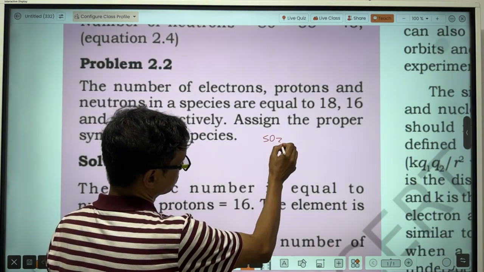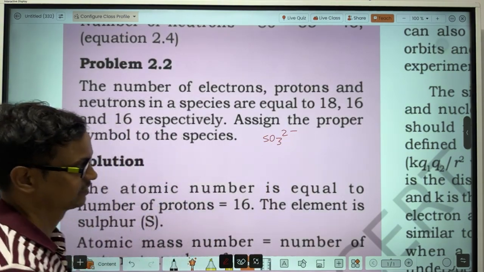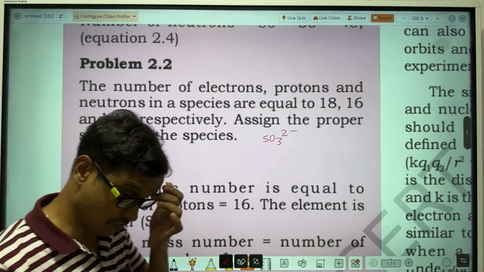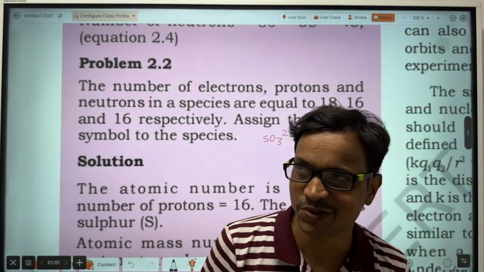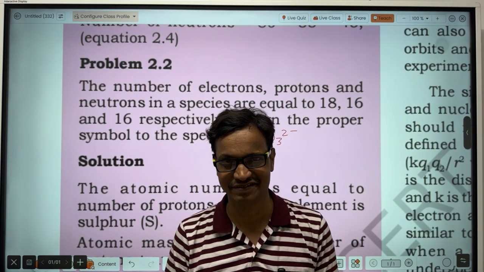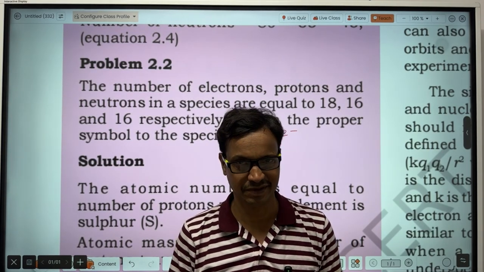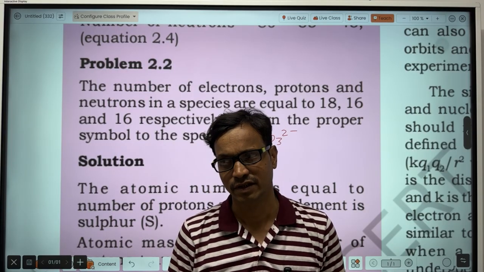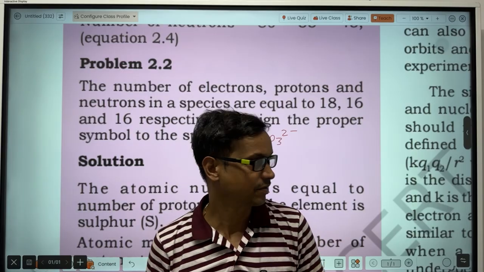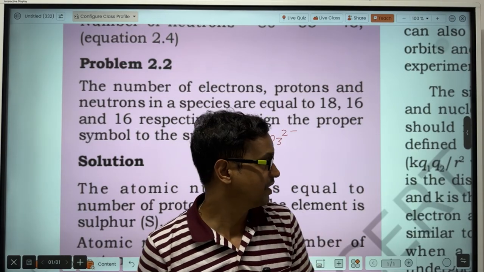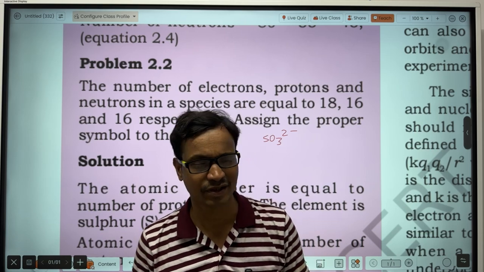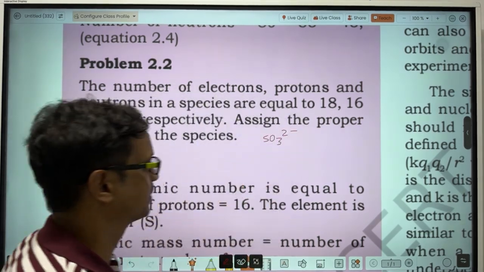Like SO3 2 minus here. The sulfur belongs to which group? Group 16. Maybe you feel difficulty here if you have no idea of the oxidation state. Who have not studied oxidation state or redox reactions in this chapter may skip this topic, because I am telling only the technique. So okay, I am telling here.